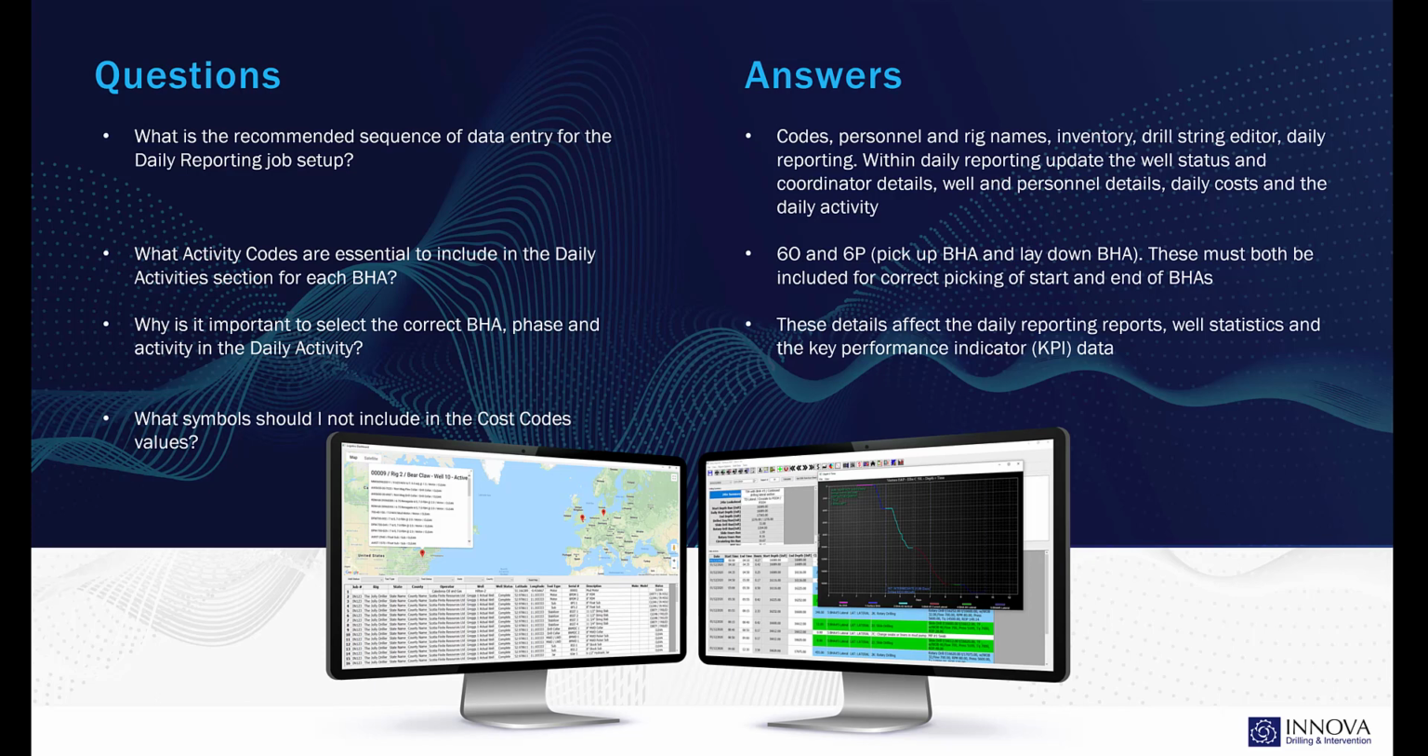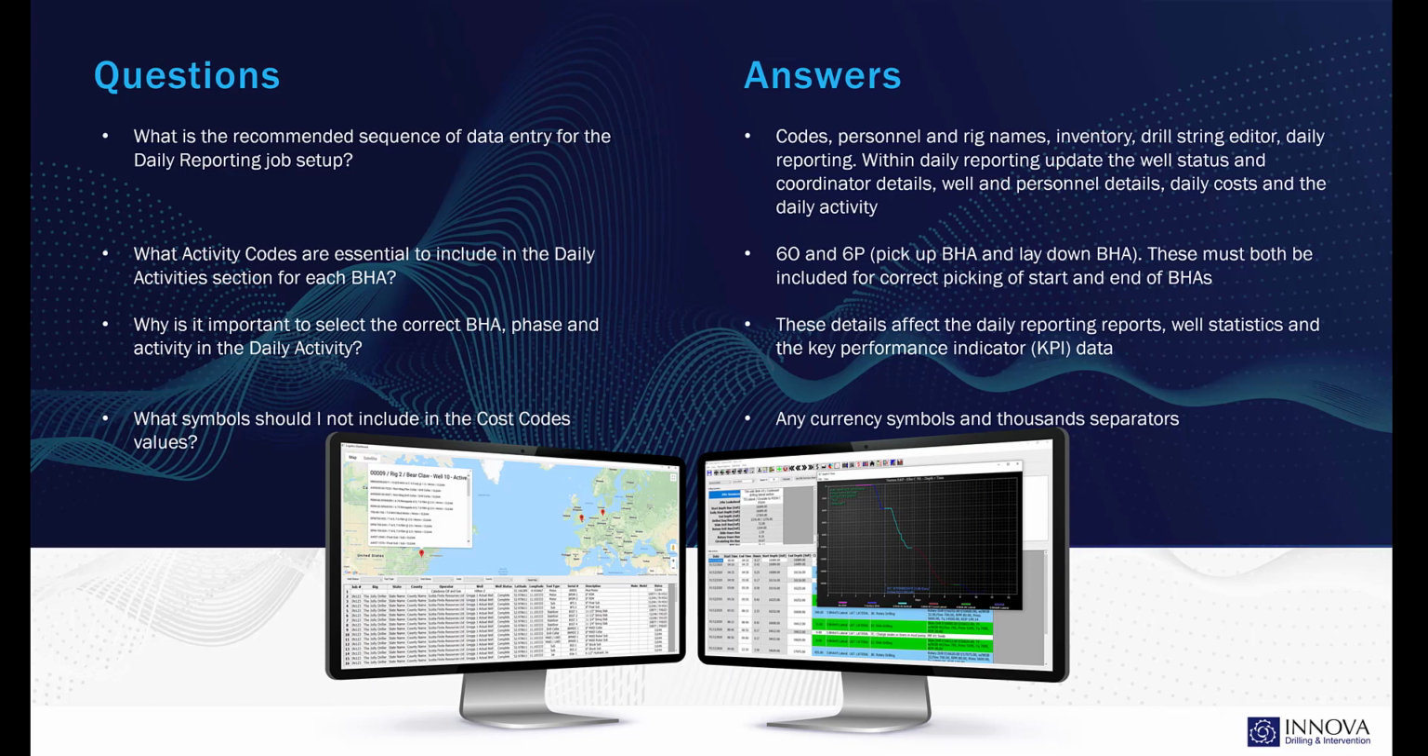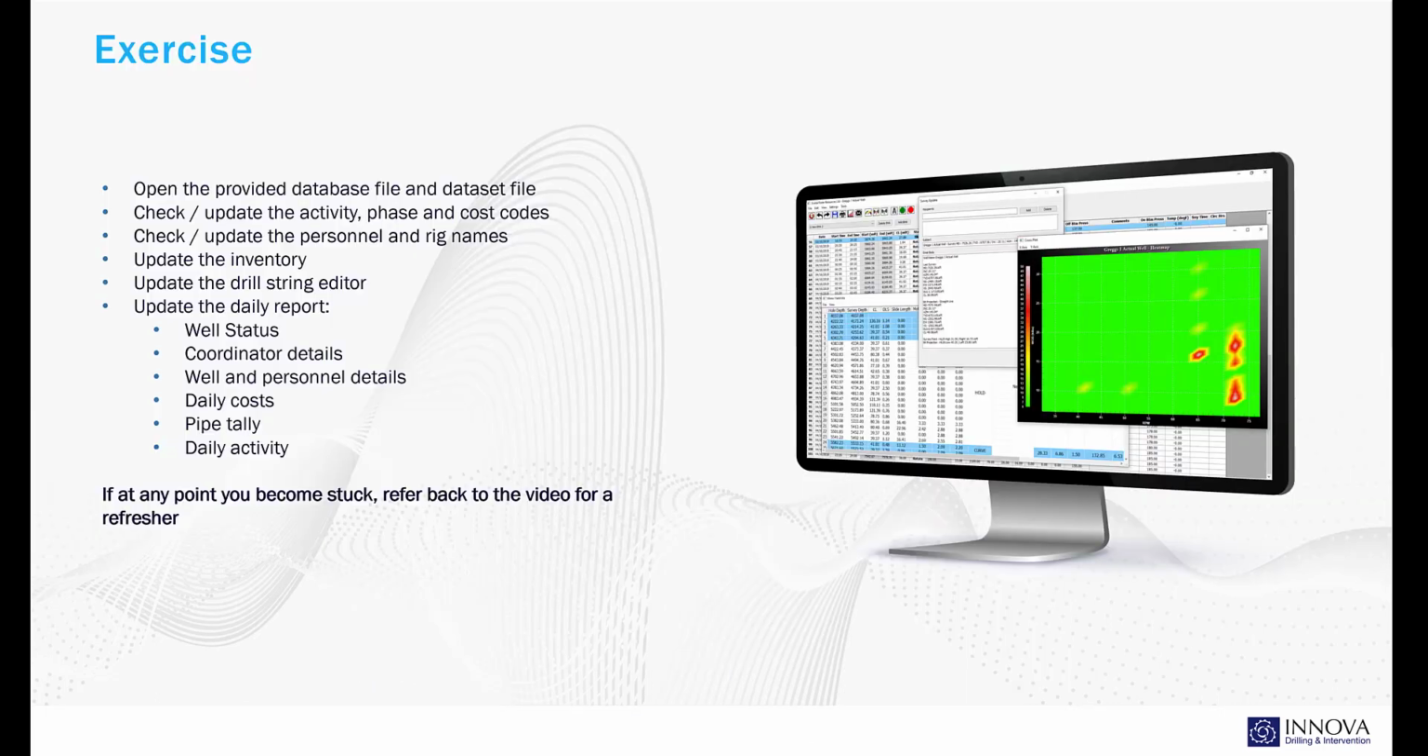Next question, what symbols should I not include in the cost code values? So we did cover this, and the answer is any currency symbols and thousands separators, i.e. commas within the numbers. Effectively all you're looking for is a string of numbers without any other symbols involved at all. Moving on to the exercise.